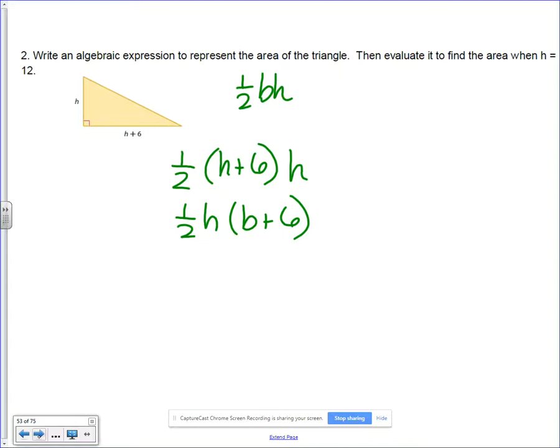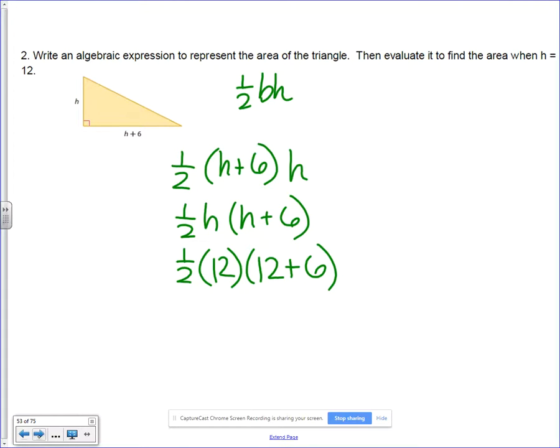Now, what else do they tell me after I have my expression? Let H be 12. Does everybody see that? So what am I going to do with the 12? Put it in for H. Uh-oh. I put a B there. I'm sorry, folks. Where am I going to put the 12? This H, that H, or both H's? Both. And this is multiplying, so I'm going to put that 12 right there in parentheses.